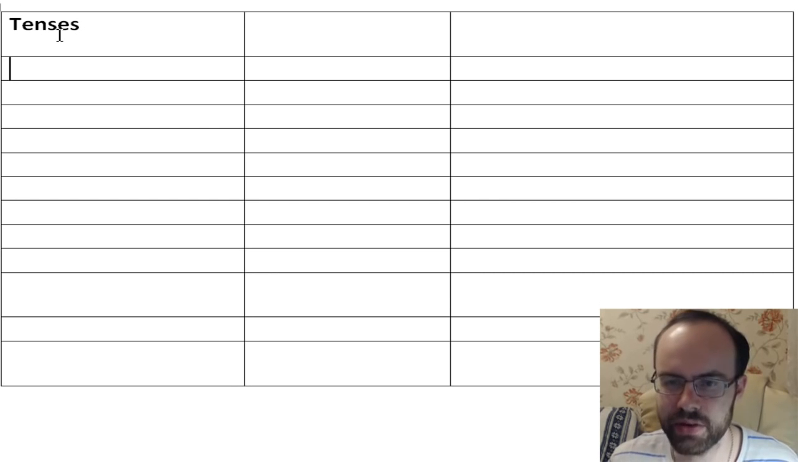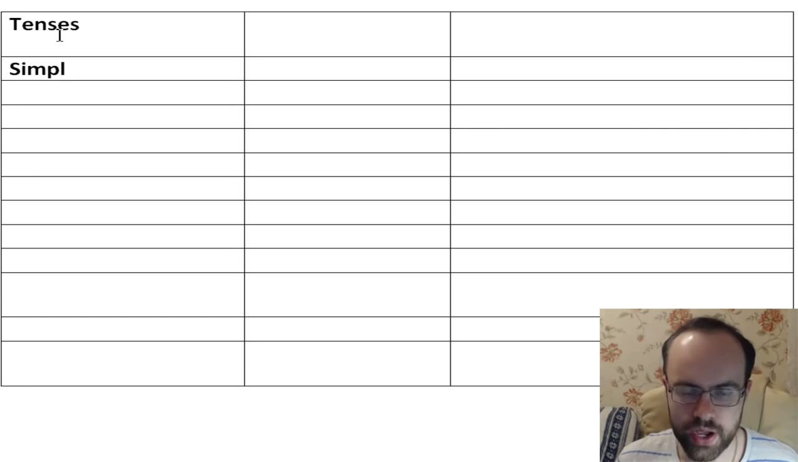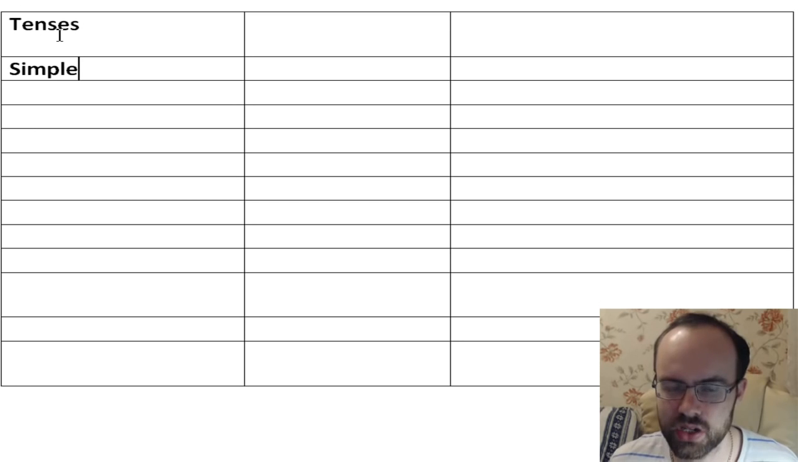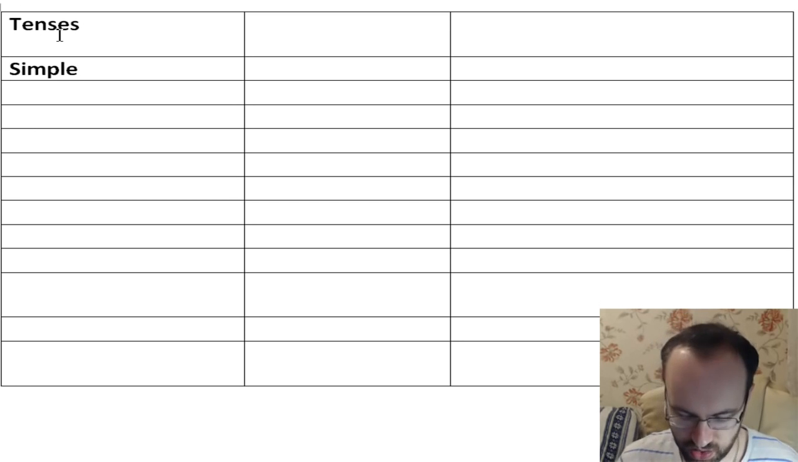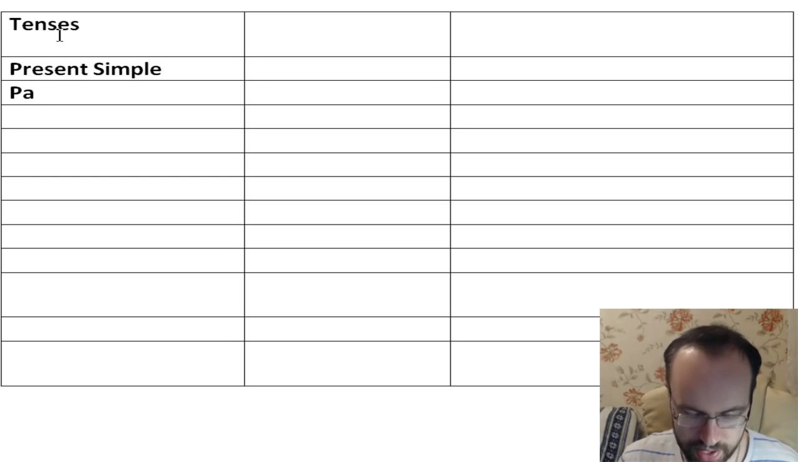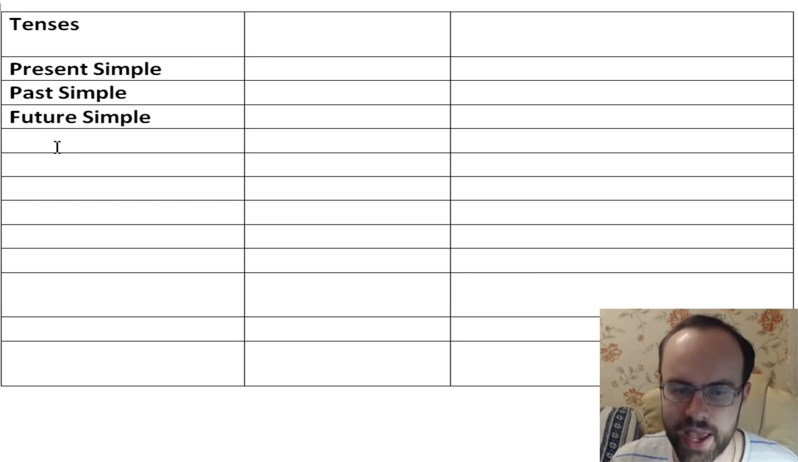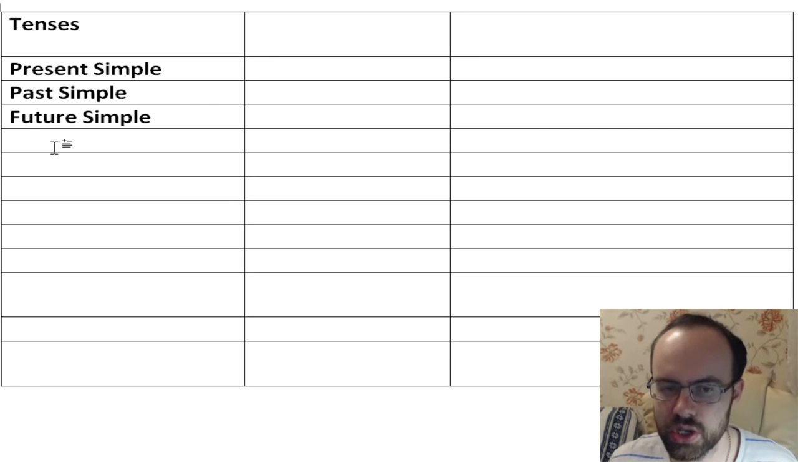So if you really want to know English tenses so perfectly, you know that there are 12 English tenses. Okay, let's name these tenses. First we're going to talk about simple tenses. So we call this group simple. You can say present simple, past simple, and future simple.